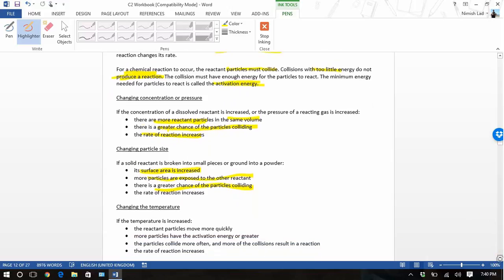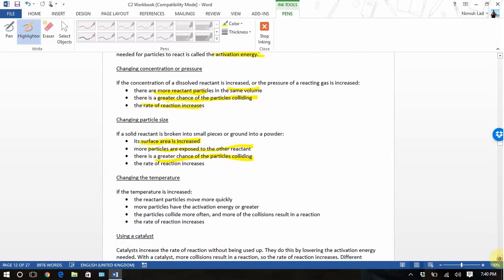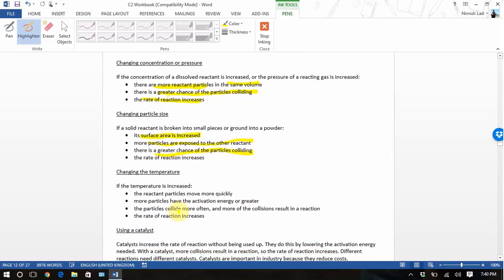Temperature. So the temperature is increased, the reactant particles move more quickly, more particles have now got the activation energy or greater than it because of the fact they've been given more energy. The particles collide more often with the activation energy, and more collisions result in a reaction because of the fact that more have the activation energy. Therefore the rate of reaction increases.